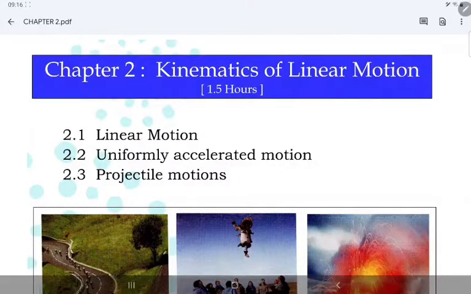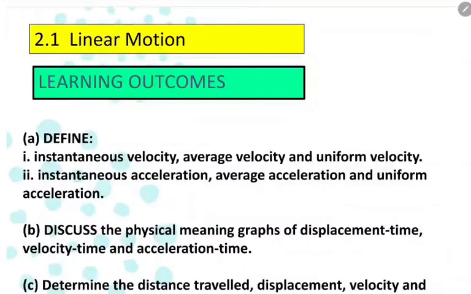Okay, a bit of revision. Last time in Chapter 2, you have learned about kinematics of linear motion. So from 2.1, linear motion, you have learned the concept of instantaneous velocity, average velocity, instantaneous acceleration, and average acceleration.